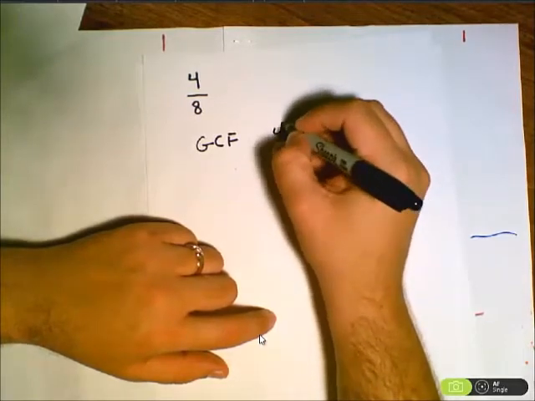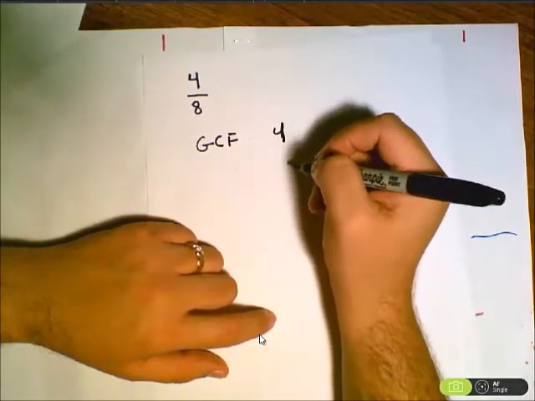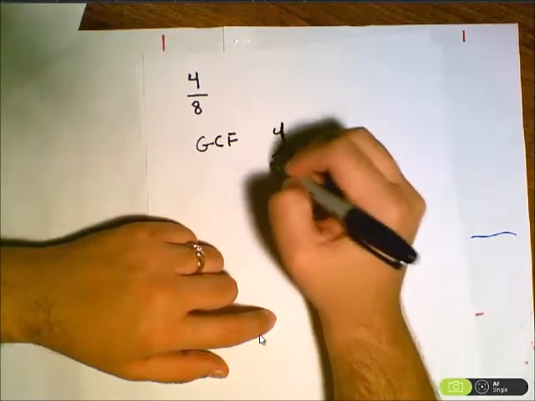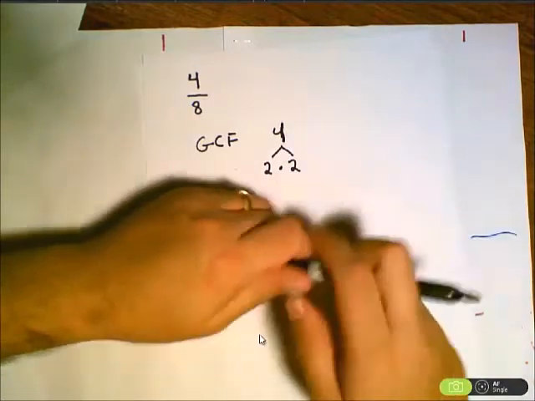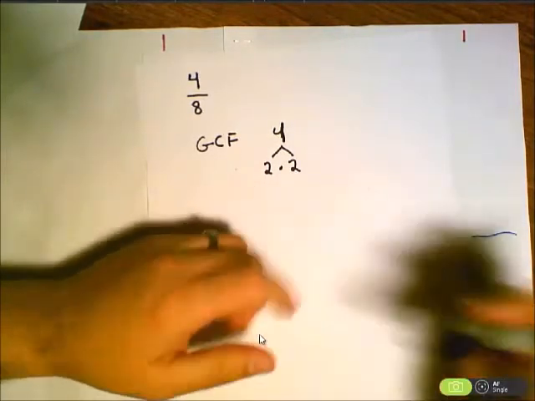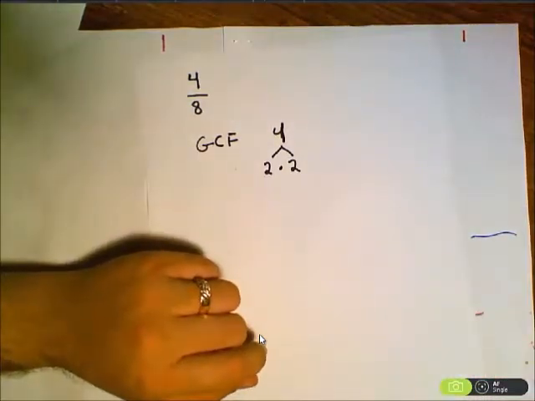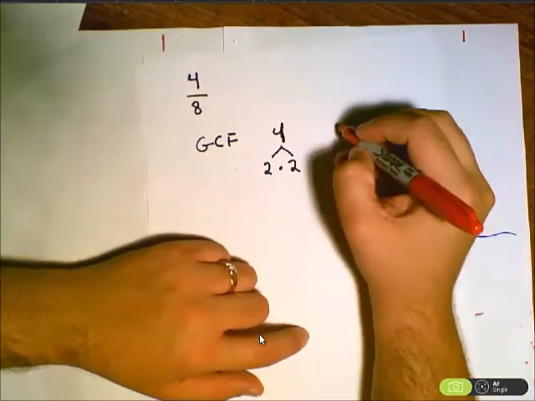Since 4 is a composite number, we can reduce 4 by multiplying it by 2 times 2. Since 2 is a prime number, we can stop there. It does not need to be factorized further. Now we're going to take 8.